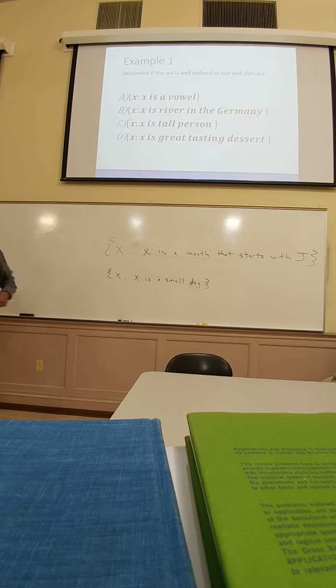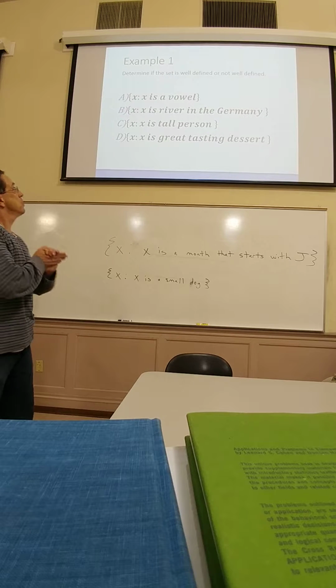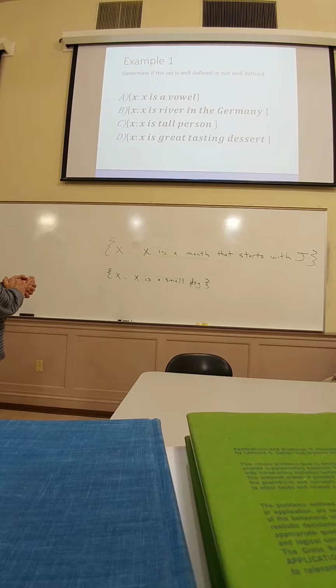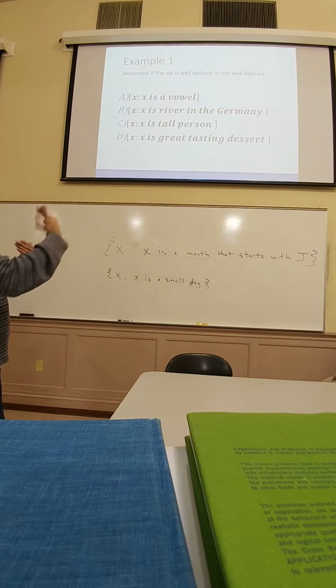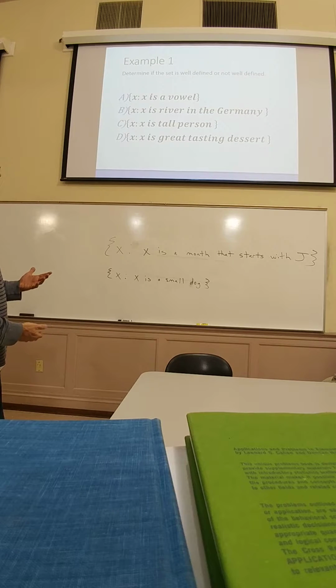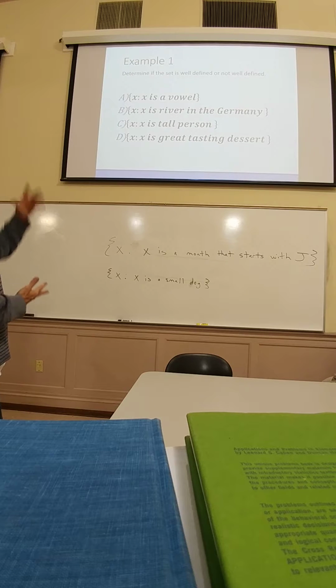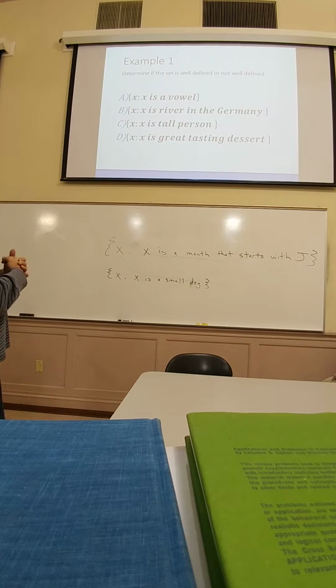Here's a little exercise that we'll go through. By the way, depending on the PowerPoint I have, I may not go through every example. I may leave some of those for you to do as test practice. So in this first example, what we're going to do is determine if the set is well defined or not well defined. A is x such that x is a vowel, and I think that is pretty clear that that's well defined.